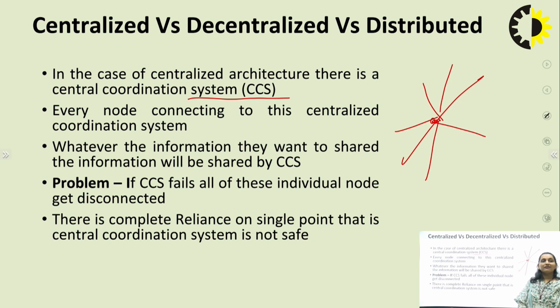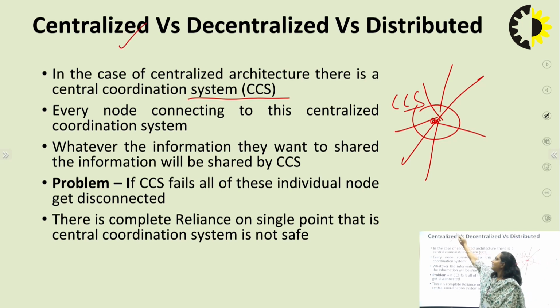Next, whatever information is shared with individuals is coordinated by this central coordinator, the CCS. A Google Doc is an example of a CCS. The problem is that if that point fails, the individual nodes get disconnected. It is not safe, because this is a single point of failure. If this point fails, the system will be out of function. So that is a centralized one.